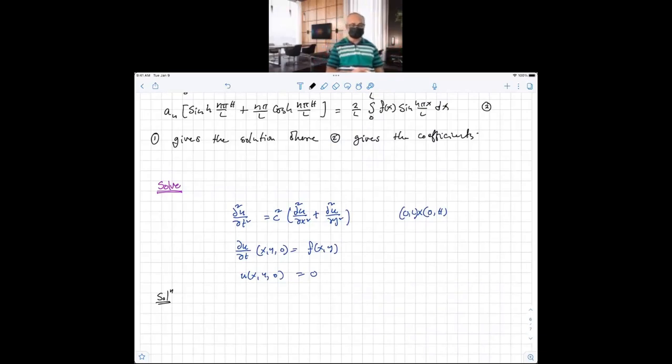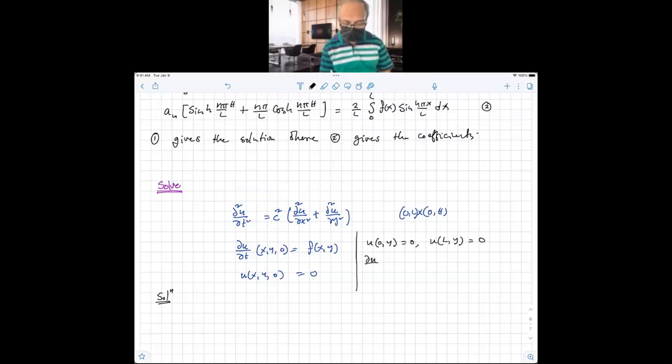Well, initial condition, I think we need to specify some boundary condition too. So I will add some boundary conditions: u(0, y) equals 0, u(L, y) equals 0, and I will add du/dy at x equals 0 equals 0, du/dy at x equals h equals 0.